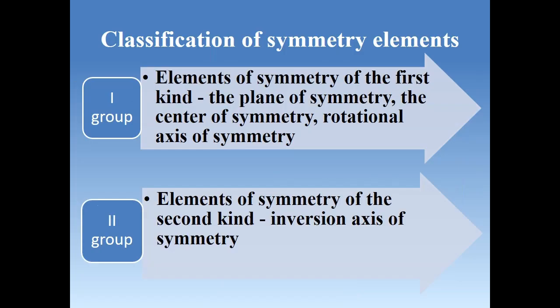All symmetry elements can be divided into groups. Look at the screen. The first group, or elements of symmetry of the first kind: the plane of symmetry, the center of symmetry, the rotational axis of symmetry. And the second group, elements of symmetry of the second kind: the inversion axis of symmetry.